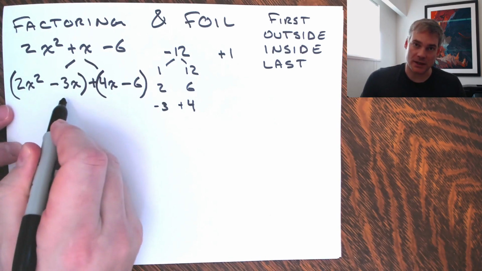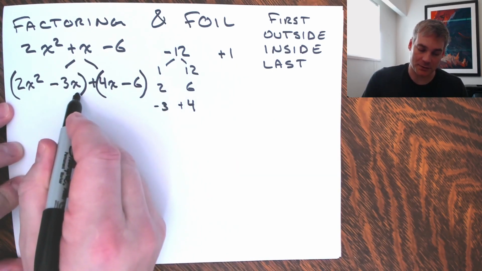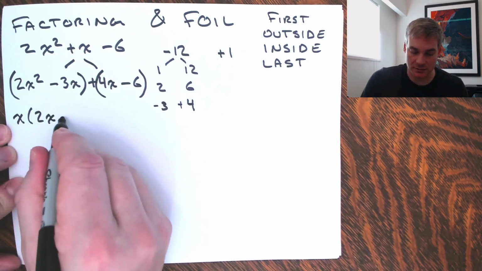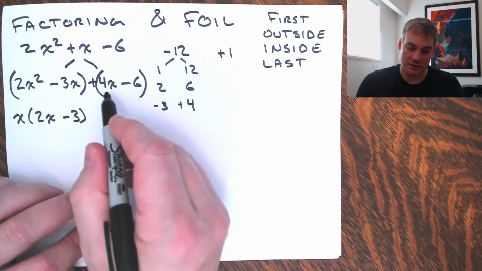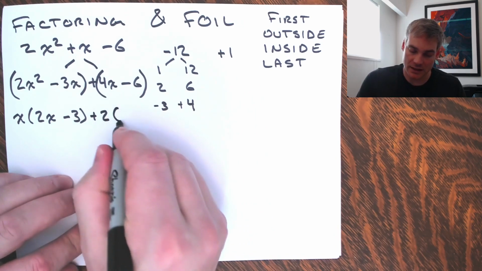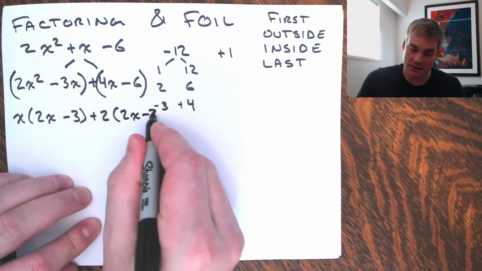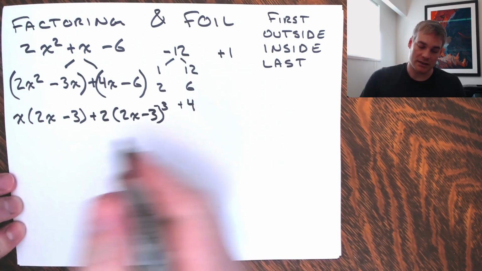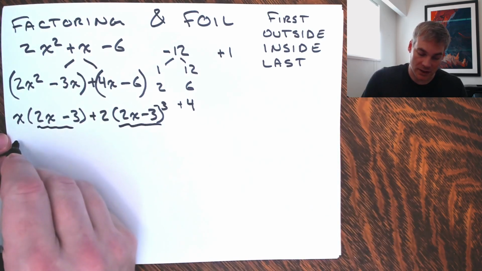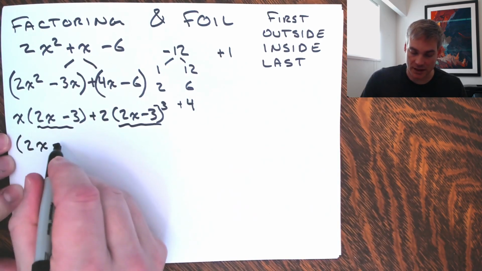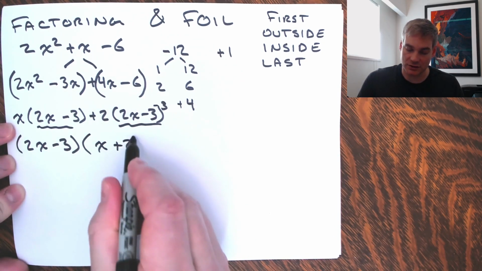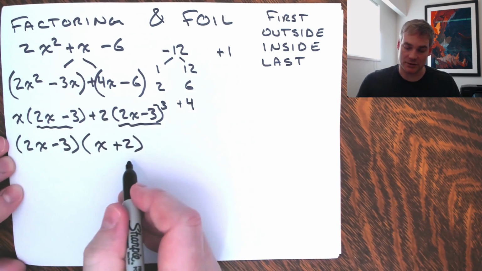And we find the greatest common factor to these. So in this case, the greatest common factor to these two terms is an x, and it leaves us with 2x minus 3. And now we see the greatest common factor for the last two terms is 2, and that leaves us with 2x minus 3. Now we see that we have this and this are common, so we can factor that out. So we take the 2x minus 3, and that leaves us with an x plus 2. That's our fully factored form.